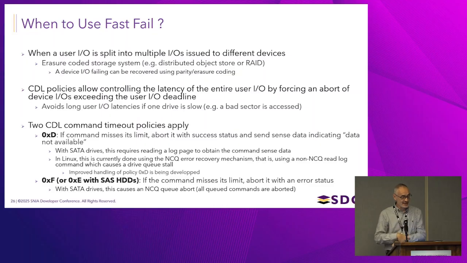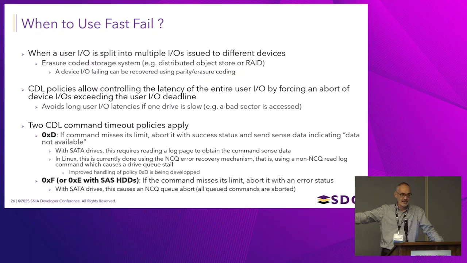And so fast fail is a way of limiting the latency of that user I/O, which is distributed between multiple drives, assuming that you have a way to reconstruct the data that you're going to be missing if you abort one I/O. Distributed object store is the typical use case here. So there are two cases here for fast fail. One is policy D. The other one is policy F, and I should have reversed that because policy F is easier to understand for SATA.